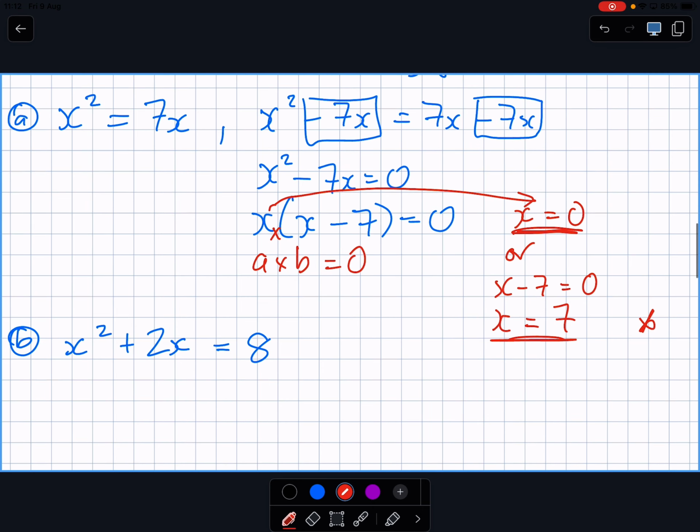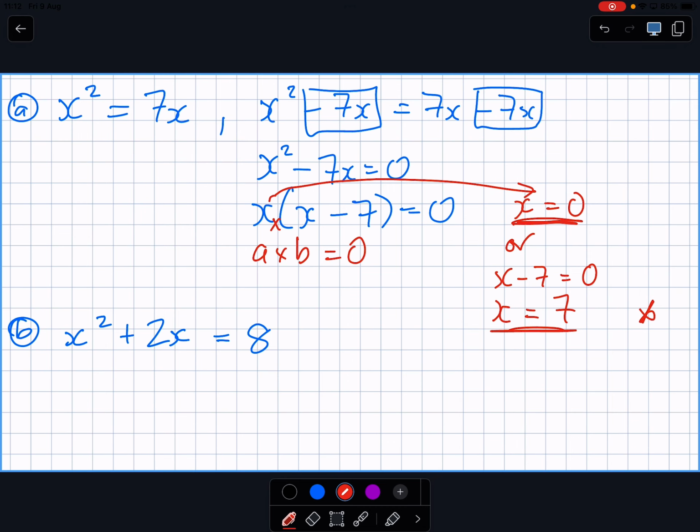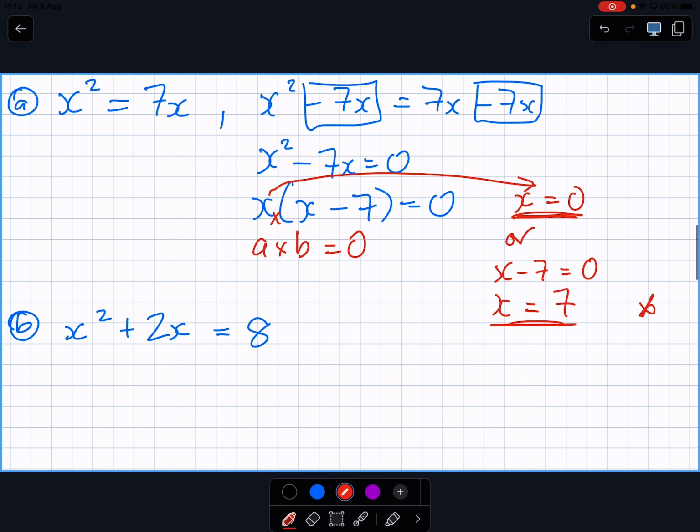All right, I want to demo the second one so I can have a chat to some people. Let me demo that again. Step 1, make sure the right-hand side is 0. Is the right-hand side of this equation 0 right now? No. So how would I get this positive 8 onto the left-hand side? What's the opposite of adding 8 to something? Taking 8. So this is going to look like x squared plus 2x take 8 equals nothing.